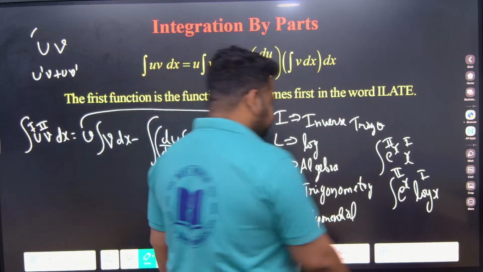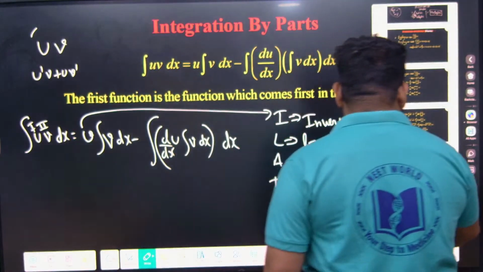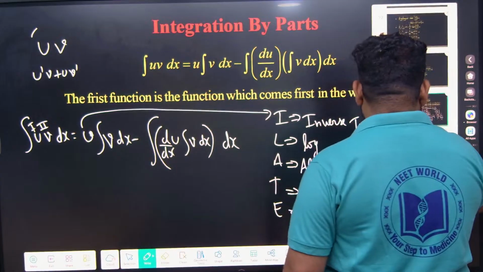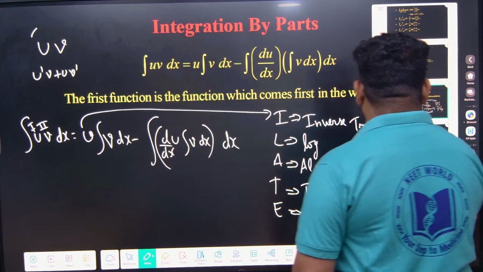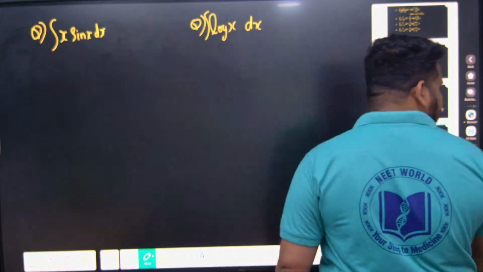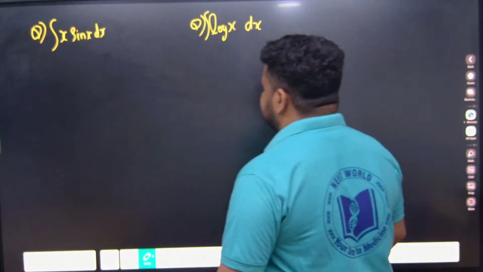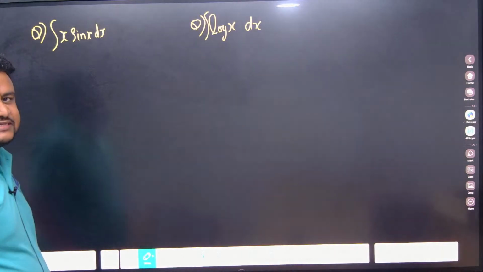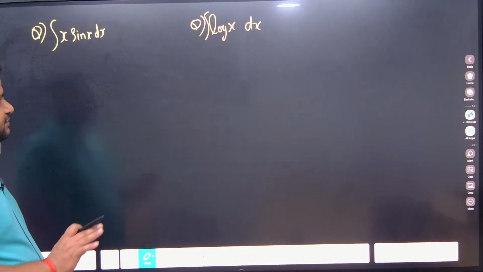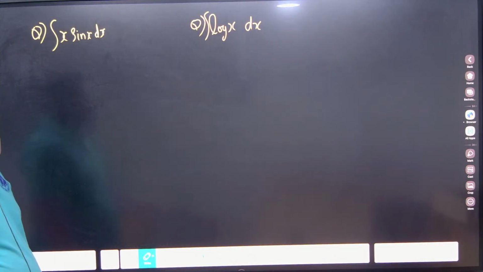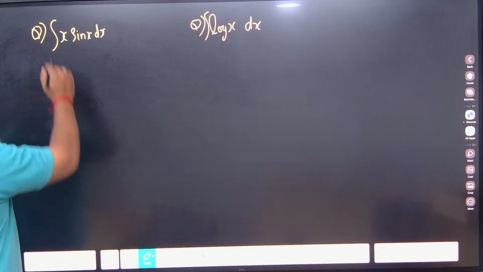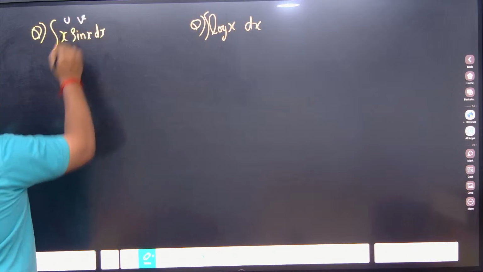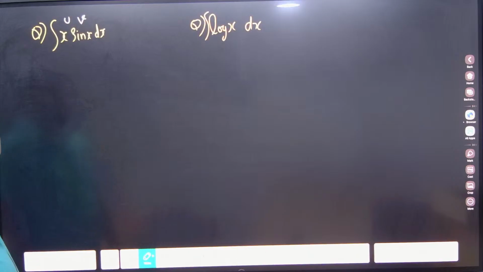Now let us solve some questions on integration by parts. Later I will also tell you some shortcuts pertaining to integration by parts. We are given the integral of x sin x dx. The first thing is, you have to identify which is the first function and which is the second function. This is of the form integral of uv.